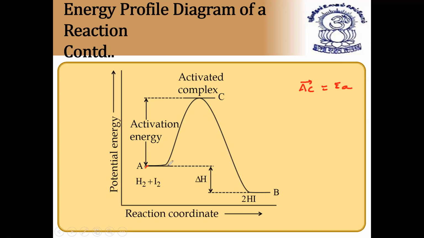For A, if you draw an imaginary line up to here, then the portion after forming products is called delta H of the reaction. This part is delta H of the reaction. This is the reaction coordinate, and this axis is potential energy. So AC is equal to the energy of activation. I hope it is clear. This diagram, these parts are important.